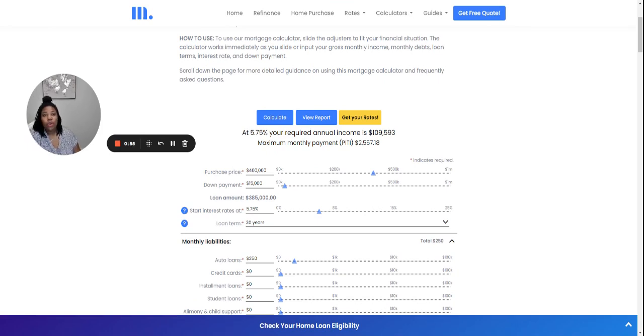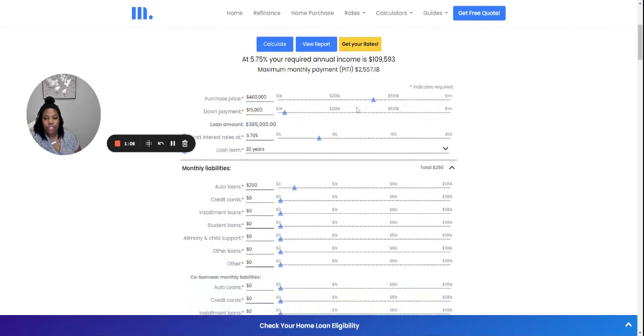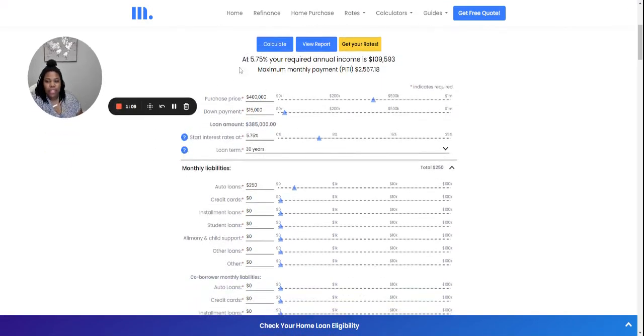How much would I need to show as income to qualify for this home if I had 15,000 to put down? That home was 399,000, so I just rounded it to 400,000 where it shows the purchase price. Then I put their down payment of 15,000, and it shows that their loan amount would be 385. So this shows exactly what they'll need to earn to qualify for 385,000 because they're putting 15,000 down. I put their starting interest rate at 5.75 because that is the current rate.